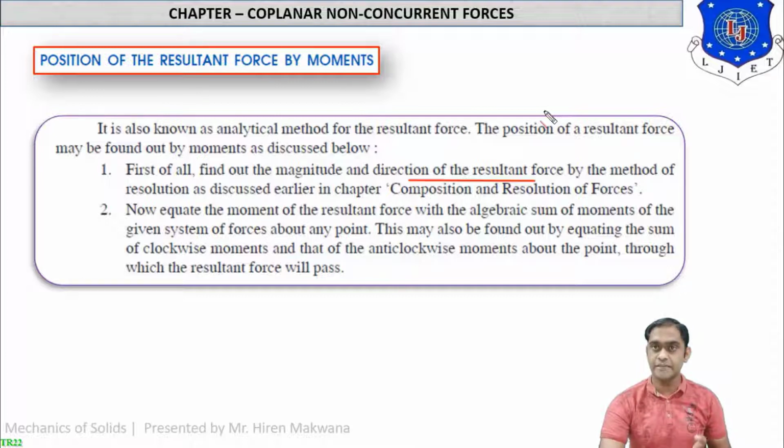It is not so easy. You just see the numericals after one or two theories, and then you can realize how the moments can be applied. This may also be found out by equating the sum of clockwise moments and that of the anti-clockwise moments about the point through which the resultant force will pass. Let us see how all these things are applicable.